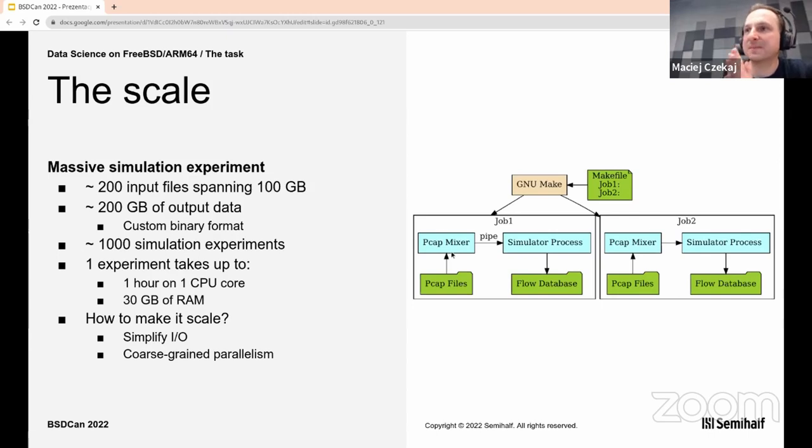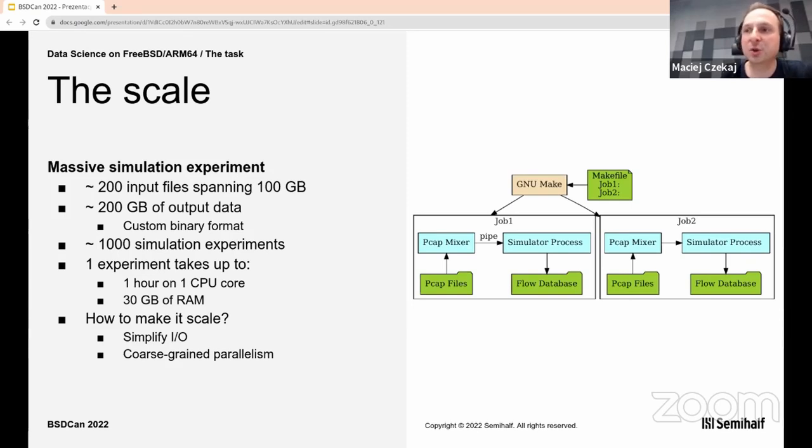Now the scale was, I had more than 200 input files spanning more than 100 gigabytes of input data, and more than 200 gigabytes of output data in custom binary formats. The number of experiments that I had to do was around 1,000 to gain statistical significance. One experiment could take up to 1 hour and up to 30 gigabytes of RAM. So that was on the brink of not being possible to run on a good Linux desktop. So how to make it scale?